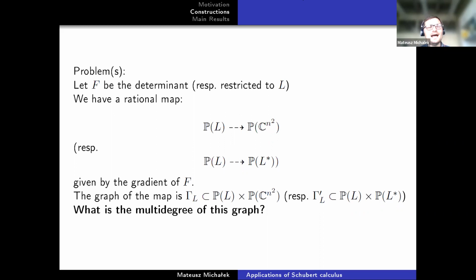Well, that's slightly a lie, because actually there are two related constructions. Note that when I take a gradient, I can do two things, because my space L is a subspace of n by n matrices. I can take the gradient of the determinant, or I can take the gradient of the determinant restricted to PL. The difference is that once I restrict the determinant to PL, I can only differentiate it in directions from my space L. So I am going to a smaller projective space, PL dual.